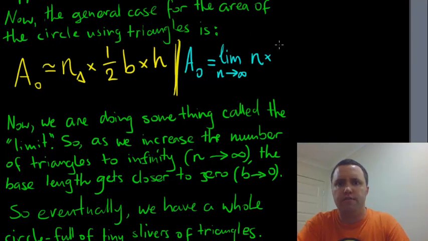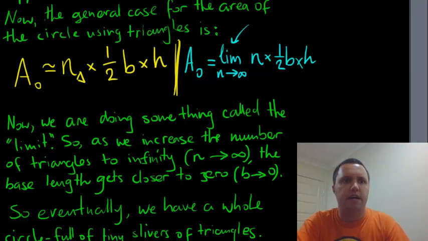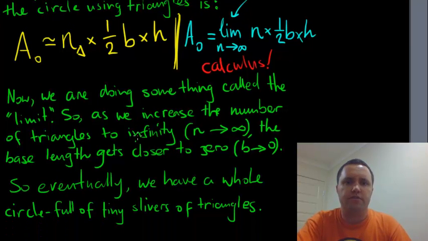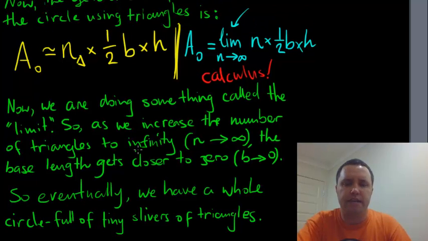Number times half base times height. So some of this is a bit crazy stuff, but you'll see this later on in calculus, which is my favorite area of maths, okay? Right, so as we increase the number of triangles towards infinity, the base length gets closer and closer to 0.